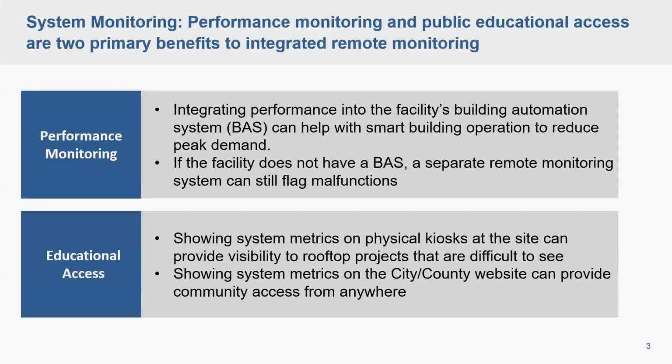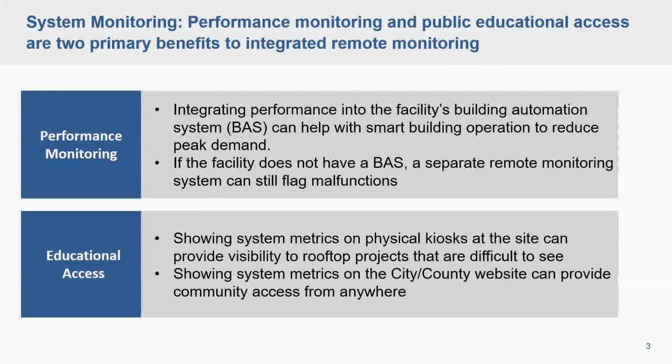Educational access is something that was brought up in a previous session. So what if visibility and community engagement, educational access are some of your priorities, but the rooftops aren't actually visible to the public? One way to provide more visibility and educational access could be through showing the system metrics on physical kiosks at the sites, so that they can provide that visibility at the ground level, or integrating the system metrics into the city or county website, so that any community member can just log on to your website and see how the systems are performing.